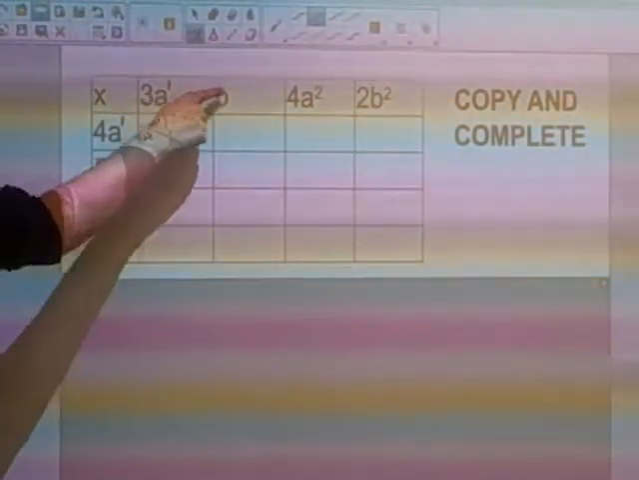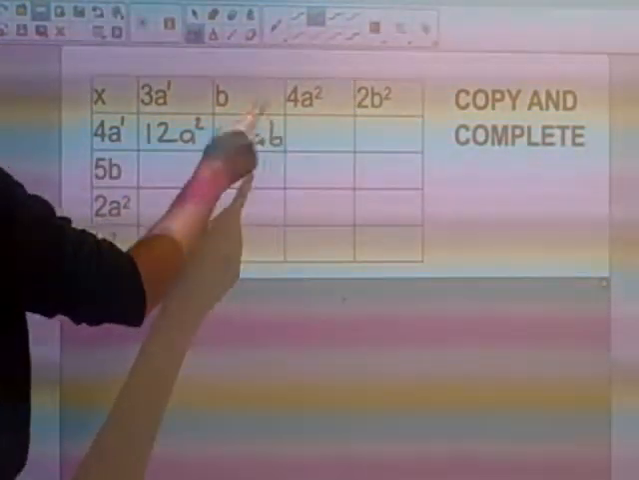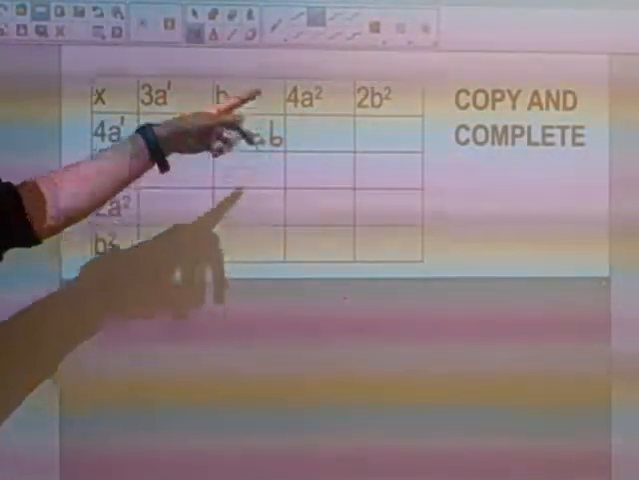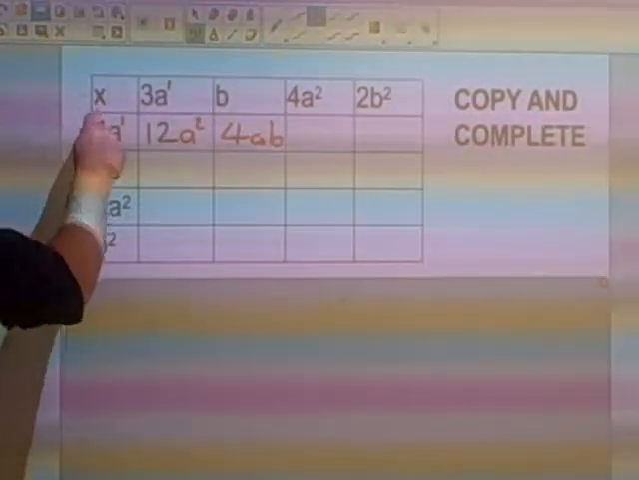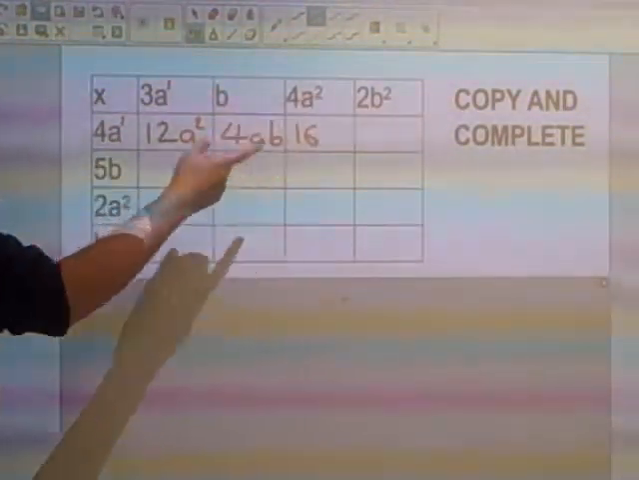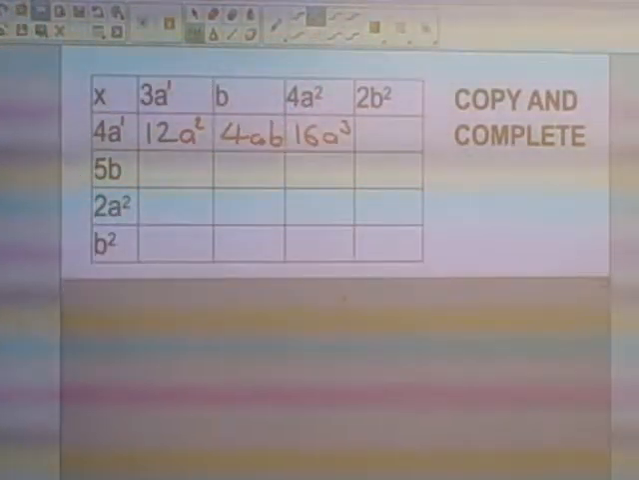Now if I do 4a times b, then the numbers are 4. A and b, just make sure you put them in alphabetical order. Notice I'm not adding the exponents together there, 1 and 1, because these are different letters. But when I come to this question, 4 times 4 is 16. A times a squared, now I am, because it's the same letter. So 1 plus 2 is going to give me a to the power of 3.